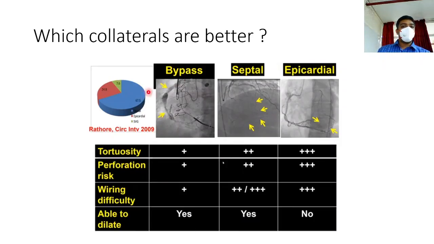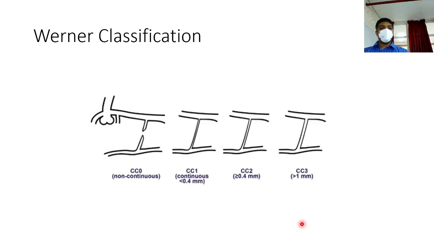So I told earlier that bypass collaterals and septal collaterals are better compared to epicardial collaterals, because septal collaterals are more preferred as the perforation risk and everything is less, and dilatation also we can do with bypass and septal, whereas epicardial we cannot dilate because of the small caliber. So this is the Werner classification of collateral.